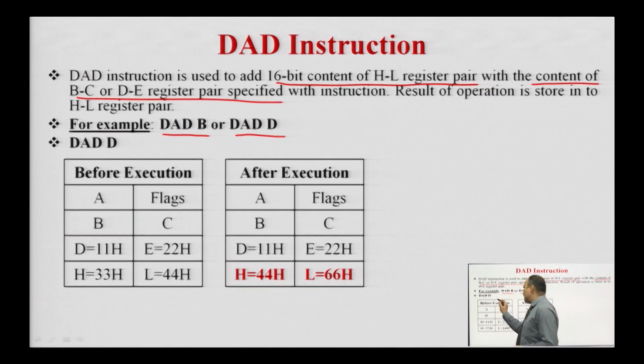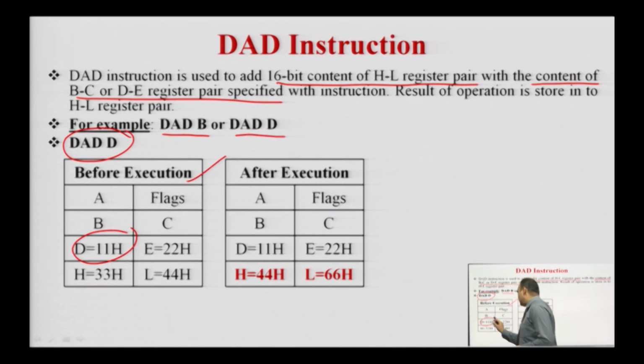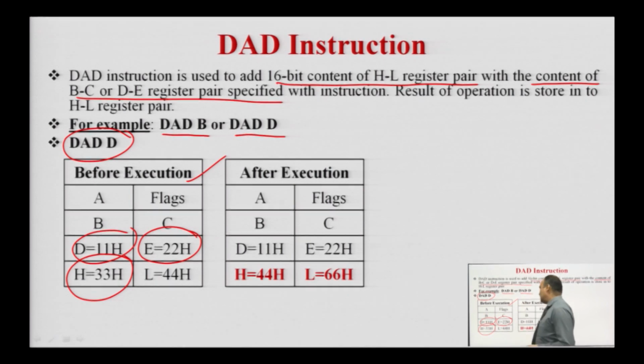I am taking the example of the instruction DAD D. Before the execution of this instruction, the content of the D register is 11H, the E register has 22H, the H register has 33H, and the L register has 44H. This is the case before the execution of the instruction DAD.